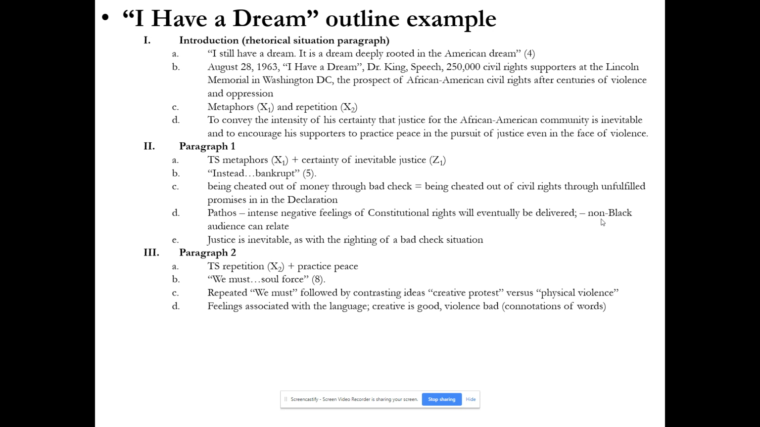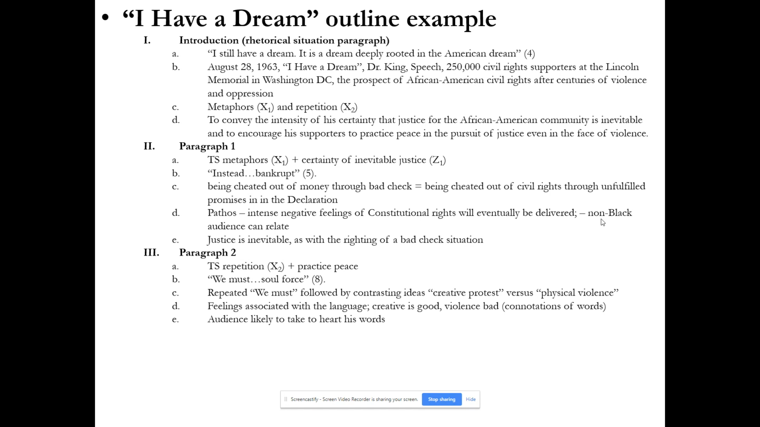There are these implicit moral agreements in our culture, and they're associated with the connotations of these words. I would probably want to dive into that. And then the result here is the audience is likely to take to heart the words, and right, his whole purpose is to encourage his supporters to practice the peace.